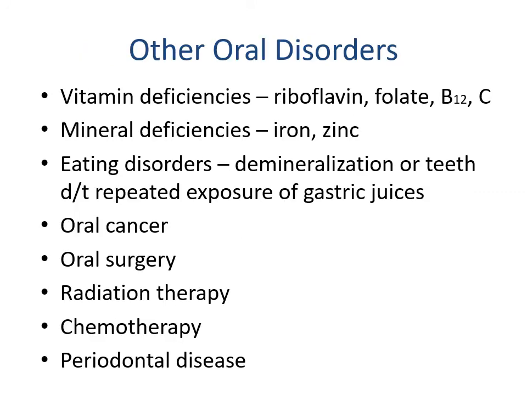Other oral disorders and things to be concerned with. We have vitamin deficiencies with things like riboflavin, folate, B12, and C. Mineral deficiencies with iron and zinc. Again, we said with eating disorders, we have demineralization of the teeth due to repeated exposure to acids in the form of stomach acid. Oral cancer, oral surgeries, radiation therapy, chemotherapy, and periodontal disease.